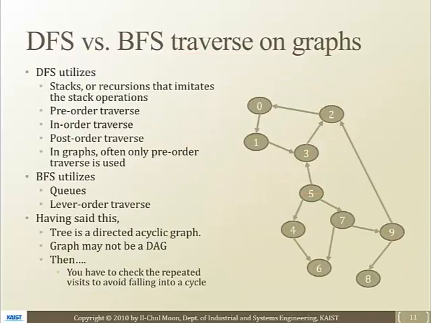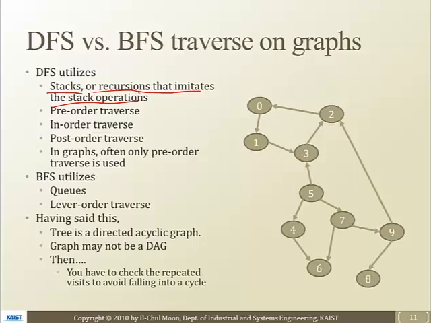Let's try to do similar things with the graph structure. So depth first search actually utilizes stacks or recursions that imitate the stack operations. There is pre-order traversing, in-order traversing, and post-order traversing. Actually, we can define those pre-order, in-order, post-order on the graph structures. However, in graphs, often only pre-order traversing is used.